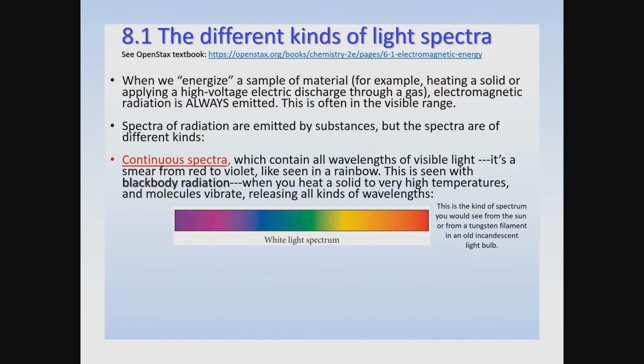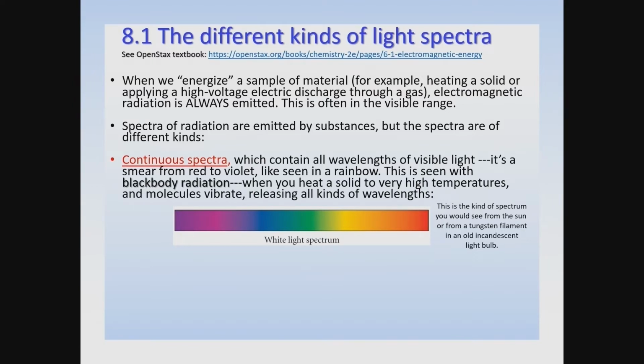Now, you typically get this from objects that are releasing black body radiation. In other words, the objects that are getting so hot that they're releasing electromagnetic radiation over a spectrum of wavelengths. Now, there are a couple of sources of black body radiation that we see in everyday life.